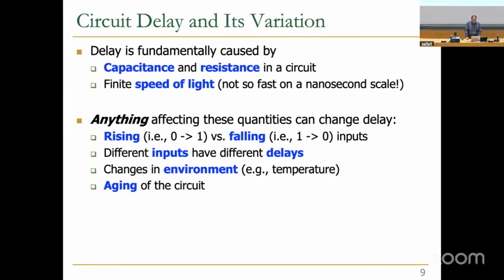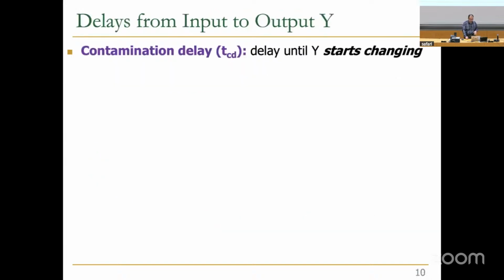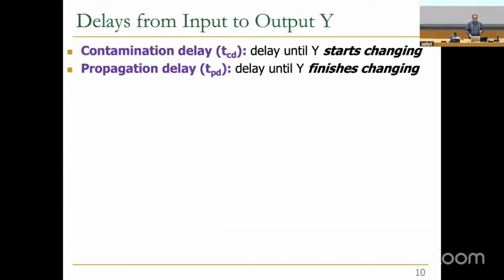Also, changing the environment, like the temperature or the supply voltage that you provide to the circuit, can also affect the latency, as well as aging of the circuit. As you use your circuit more and more, it is going to age, and with that your latency can increase. So we have a range of possible delays from input to output that designers need to deal with.